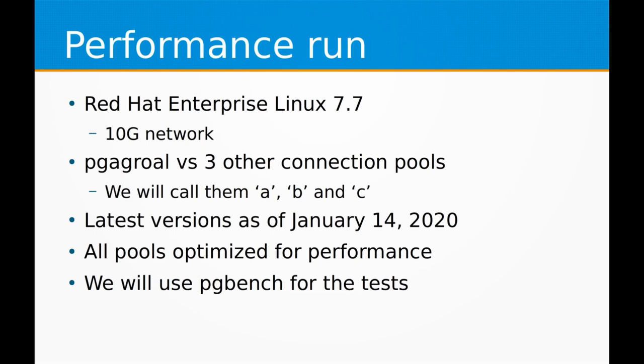Now we'll take a look at the performance of pgagroal. The tests are run on Red Hat Enterprise Server 7.7 based machines on a 10G network. We'll compare pgagroal against three other connection pools, which we'll call A, B, and C. The same identifier will be used in all graphs. The versions used were the latest on January 14, 2020, and all of them were configured with performance in mind.